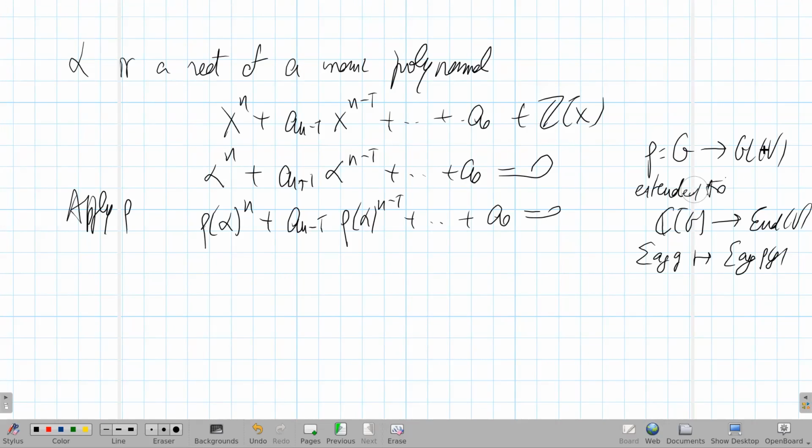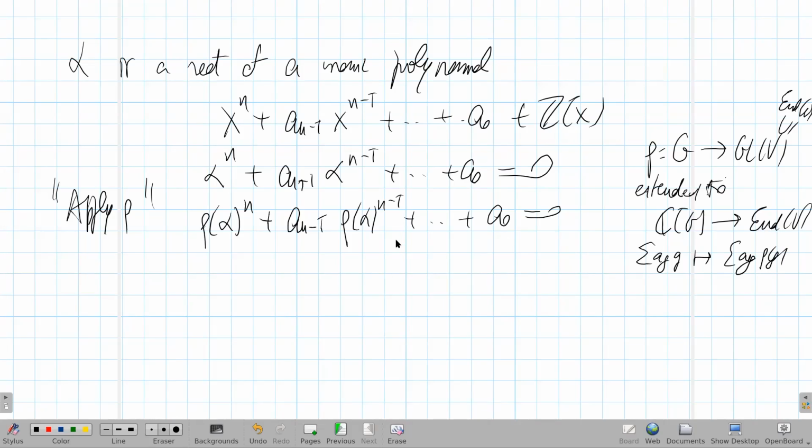You have a morphism of groups from G to GLV, which is contained in NV, so a morphism of monoids, and you extend this to a morphism of algebras by defining the map of a linear combination, leaving the coefficients untouched and applying rho to the element of G. So this is, apply rho means going from this morphism, which is in GLV and in particular in NV, to this morphism of algebras, okay?